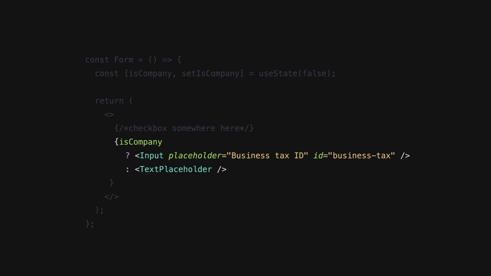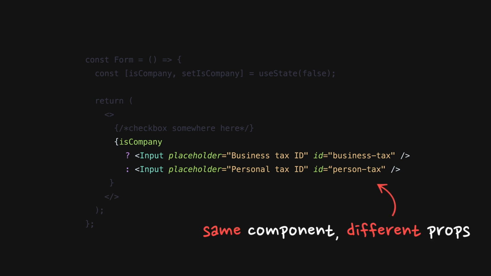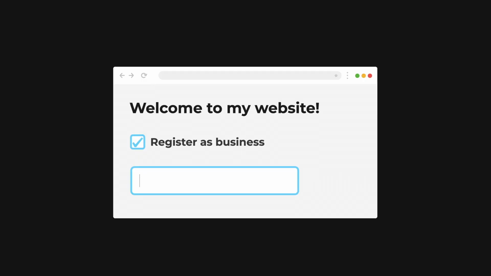But what if, instead of a placeholder, I want to render another input? For example, to collect tax ID of a person, not a business. Same component but different props, like an ID or placeholder. What will happen? The intuitive answer is probably that the business ID component will unmount and the personal one will mount, right? If I type something and then flip the checkbox, I would expect what I typed here to disappear. Those are different inputs after all.